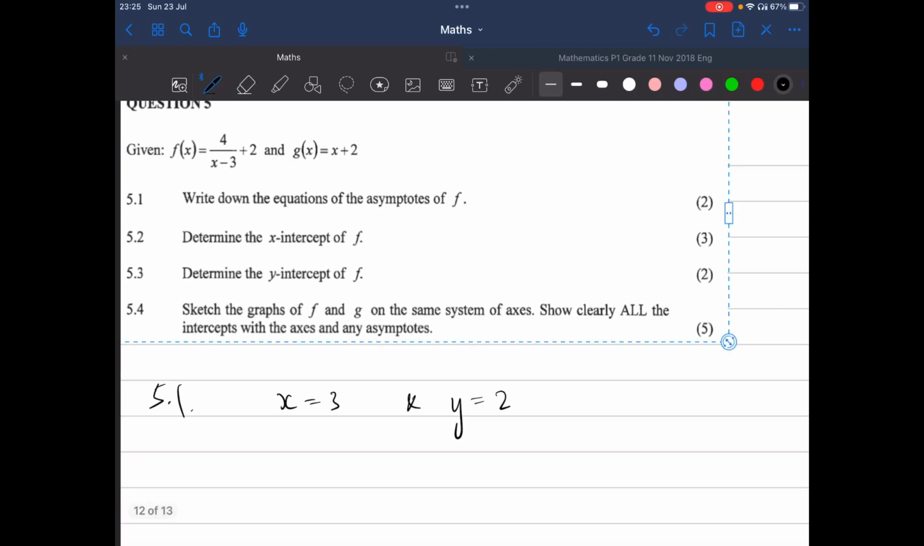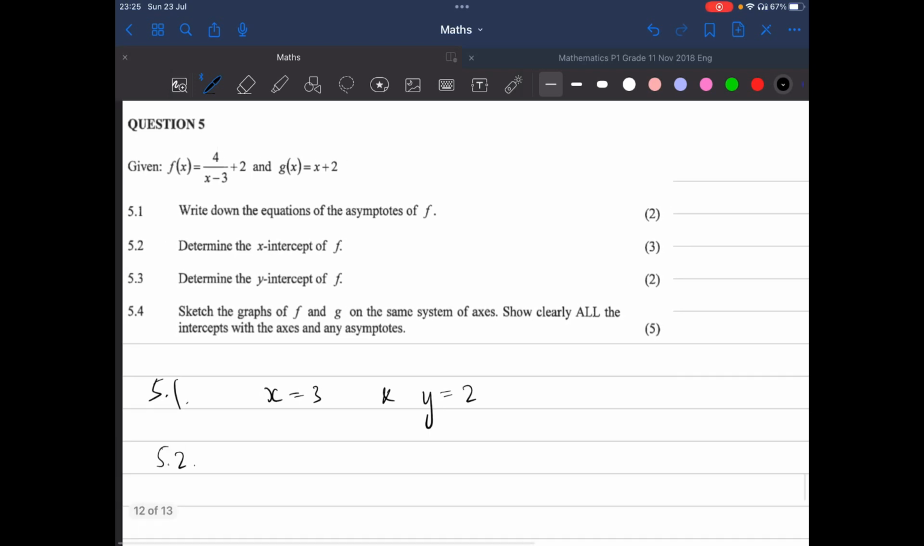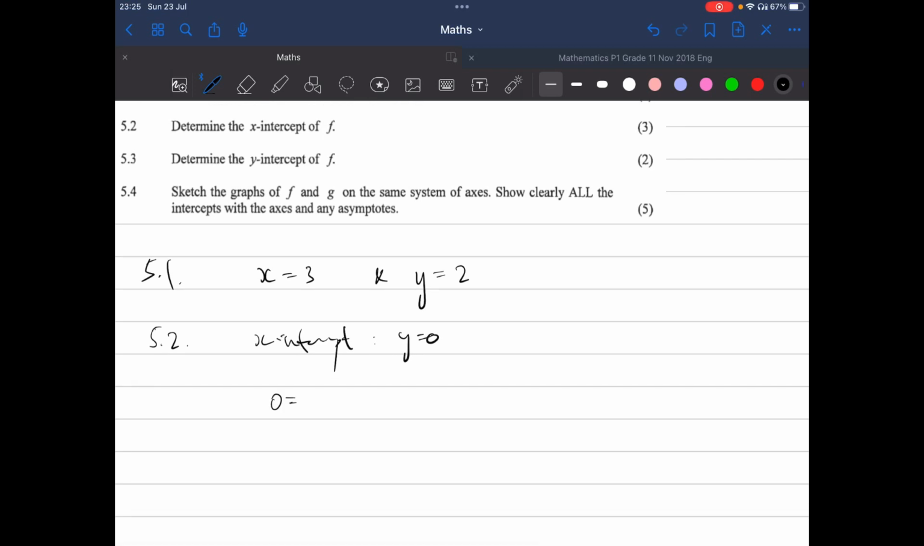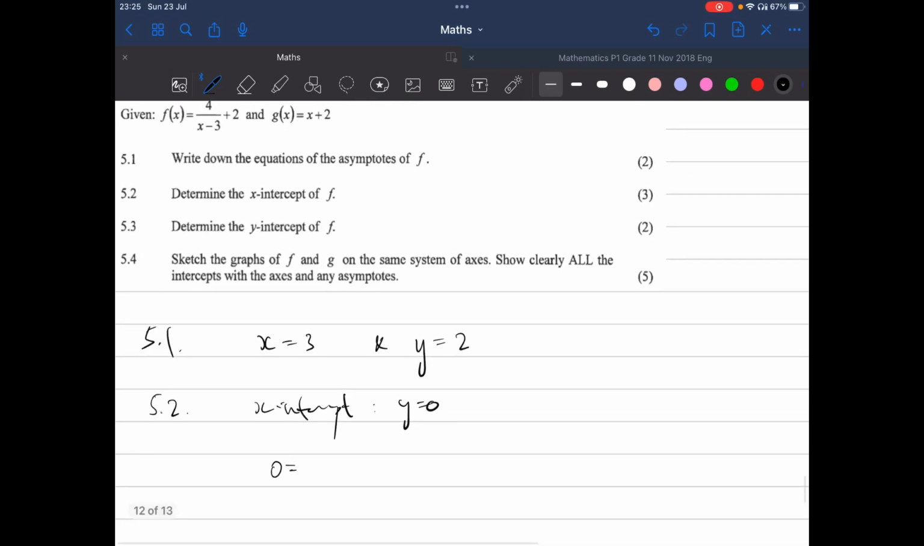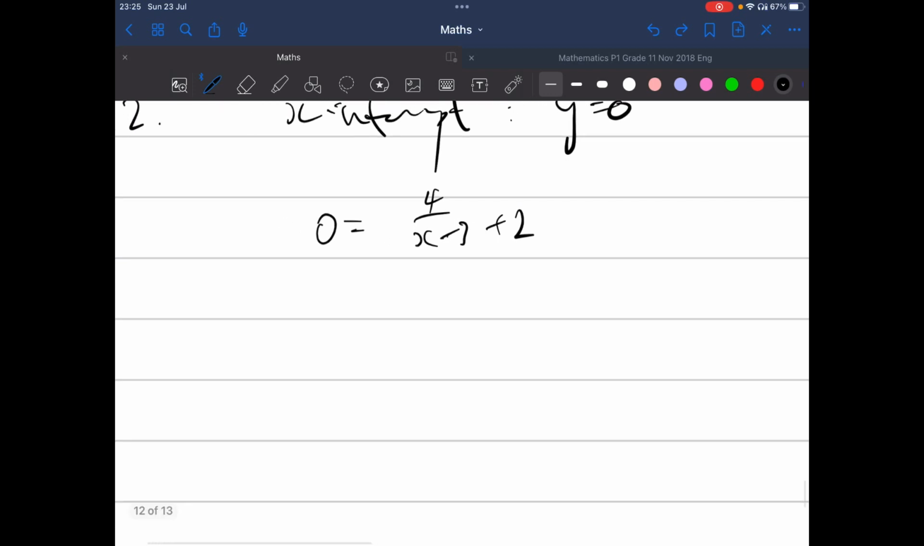Let's look at 5.2 now. So 5.2 says determine the x-intercept of f. Okay, so remember x-intercept, y equals 0. Okay, so let's just equate this whole thing to 0. So 4 over x minus 3 plus 2. Okay, we just take in the equation of f of x. Okay, now we can just solve for x.